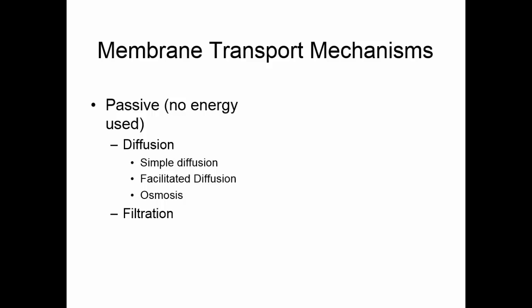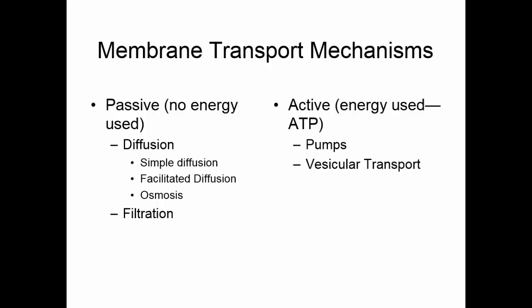The other general type of transport mechanism is active transport. Here, the cell has to spend some ATP to move molecules across the membrane. We have pumps, and then we have vesicular transport. And vesicular transport can be endocytosis, taking material in, or exocytosis, taking material out of the cell.